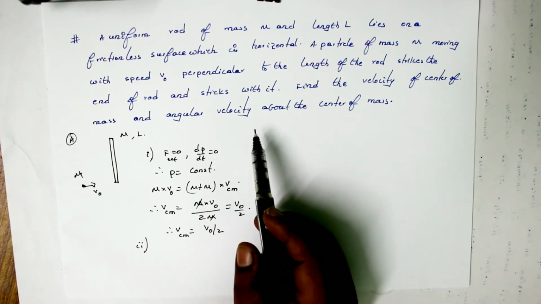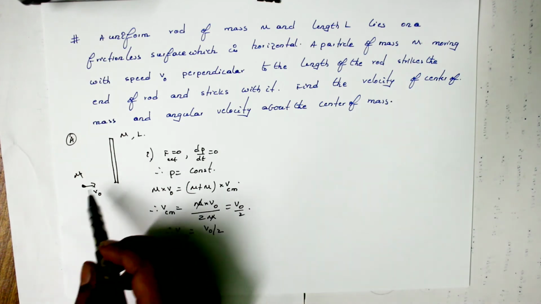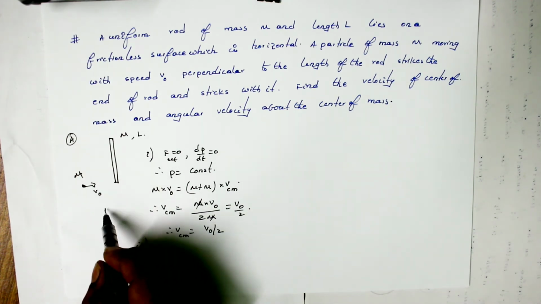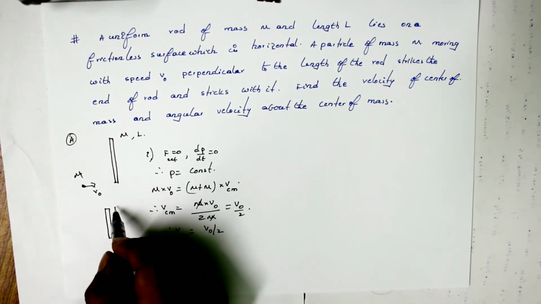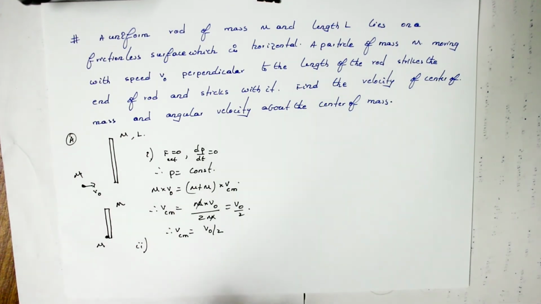We are supposed to find out angular velocity about the center of mass. So first of all, after striking, this is the condition. This is a mass of capital M, and here there is one more mass which is also capital M. First of all, we will try to find out the position of center of mass.